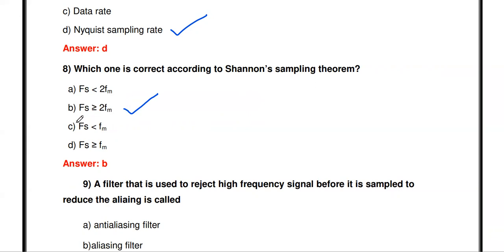So this is a very important condition in the sampling process, the Shannon sampling theorem. In order to take samples of a continuous time signal, we have to follow this condition. Fs is the sampling frequency, and Fm is the maximum frequency of the message signal.